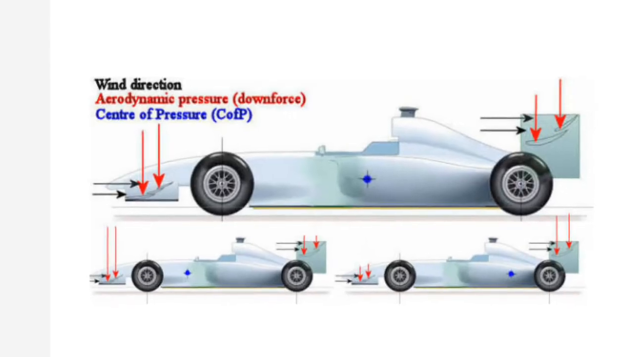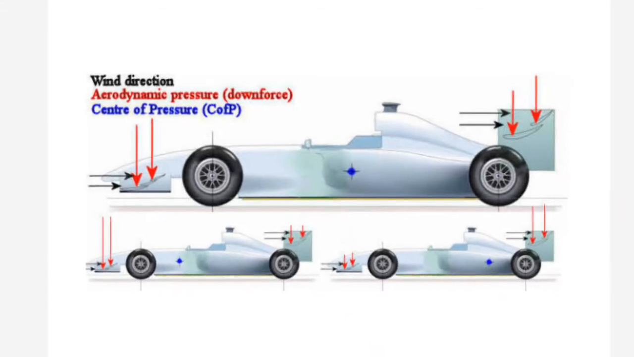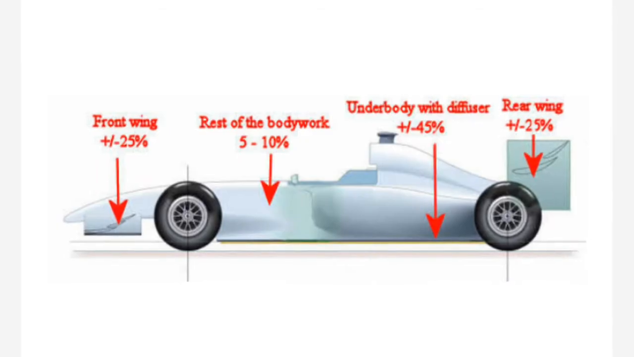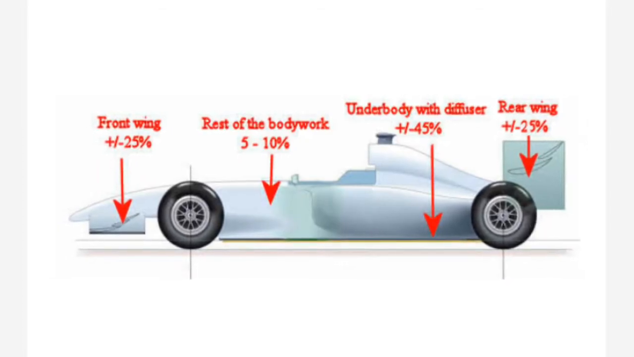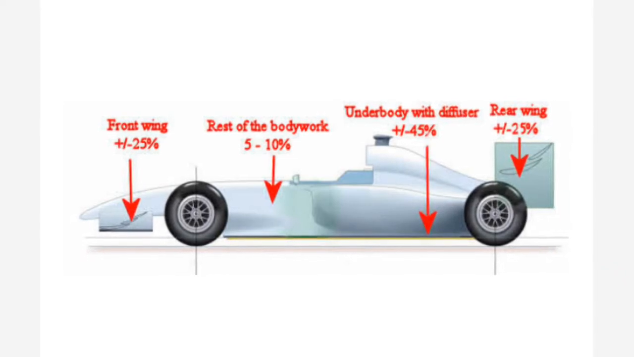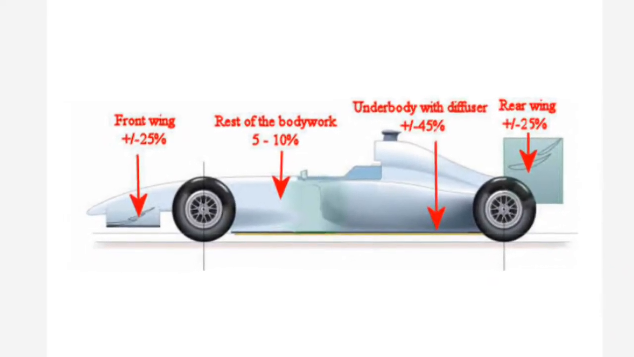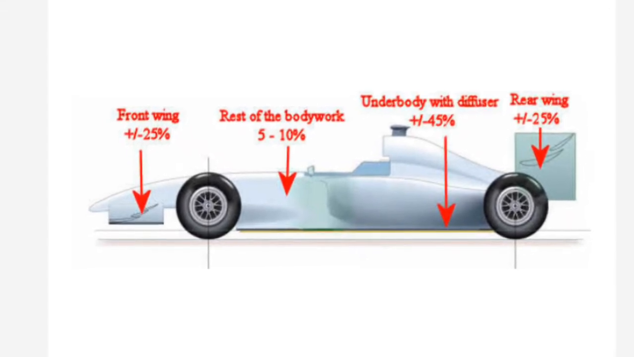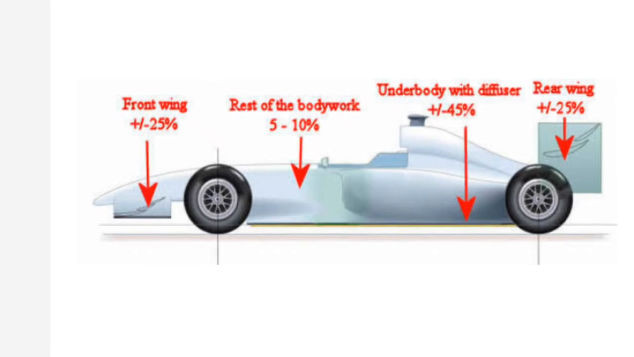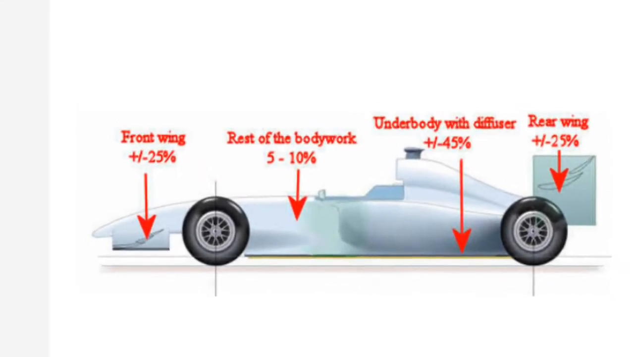This figure shows the airflow and the downforce generated in the front wing and the rear wing. Here you can see the center of pressure is denoted by blue and it varies with respect to the acceleration. As I already said, the front wing generates downforce of more than 25% and the rest of the bodywork such as the dashboard produces a downforce between 5 to 10%, and the underbody with diffuser produces a downforce greater than 45%. Nowadays it is about 60% and the rear wing produces more than 25%. Summing up all this, the Formula 1 car can produce a downforce 3 times its weight.